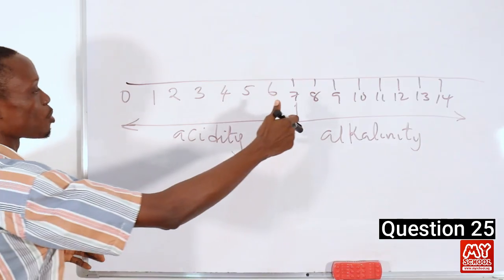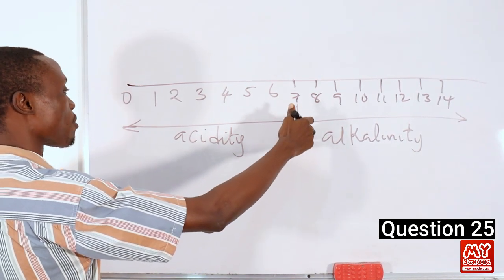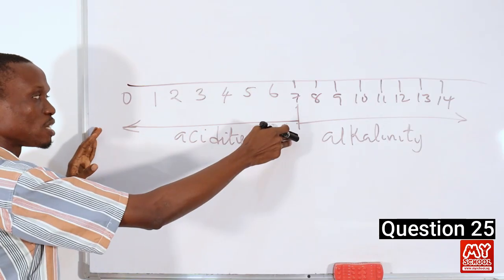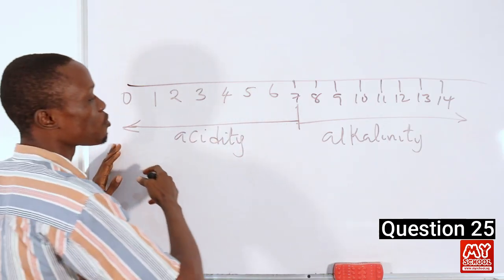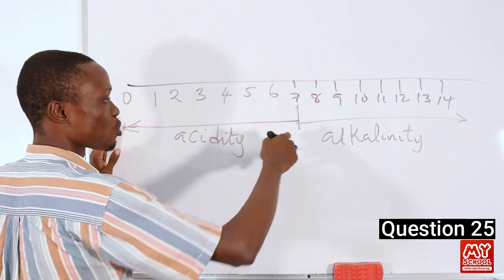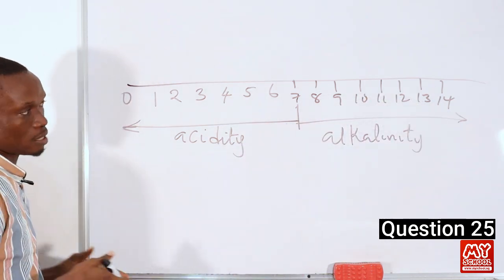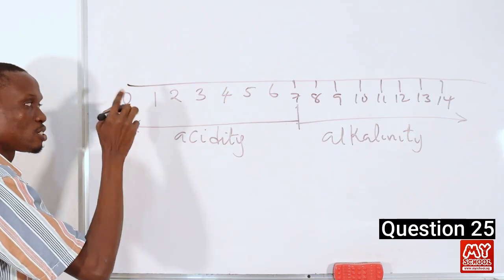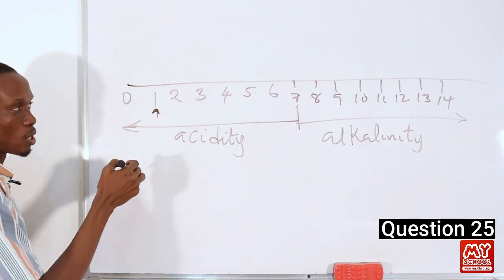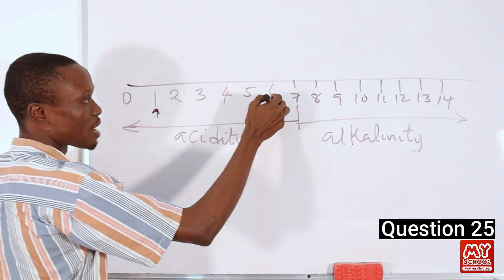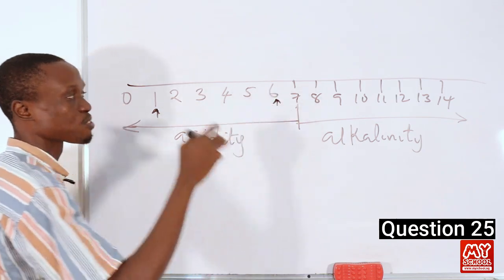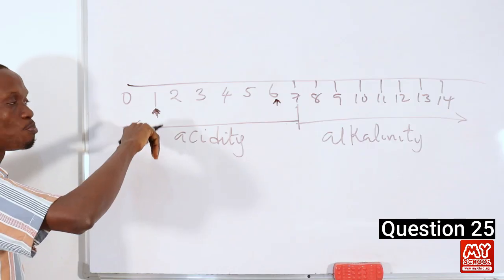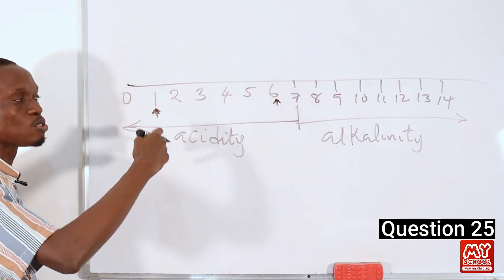So when you are moving from your right to your left on the pH scale, you have increasing acidity. While when you are moving from your left to your right, you have increasing alkalinity. Okay, so what does this mean? Now, what this means is that a solution with a pH of 1 is more acidic than a solution with a pH of 6. Take note of that.